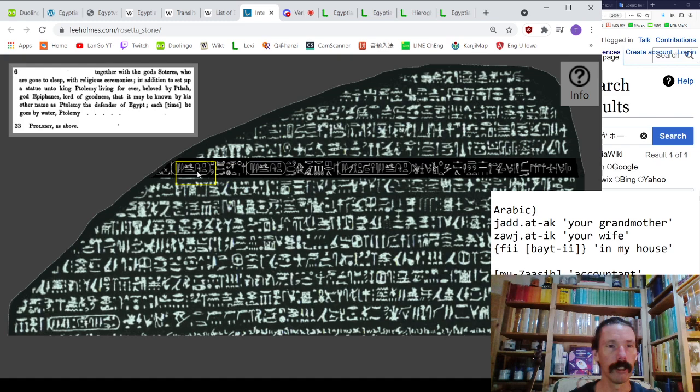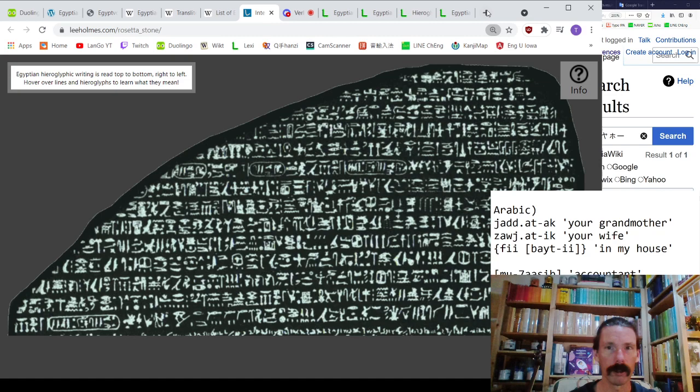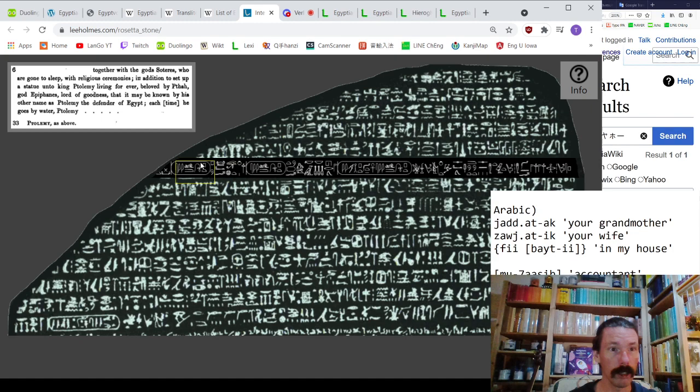And the annotation, together with the god Soteres, who are gone to sleep with religious ceremonies, in addition to set up a statue in the king Ptolemy, living forever, beloved by Ptah, god Epiphanes, lord of goodness, that it may be known by his other name as Ptolemy, the defender of Egypt, each time he goes by water.